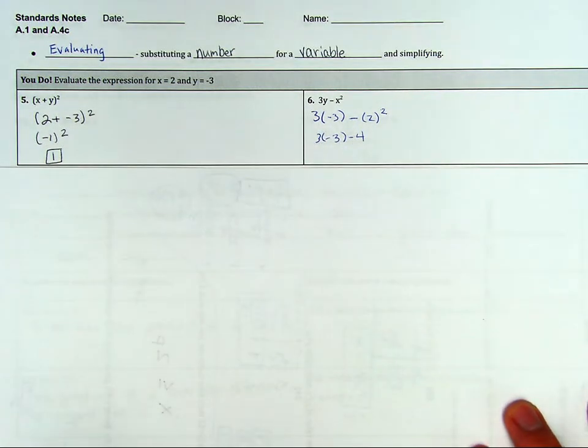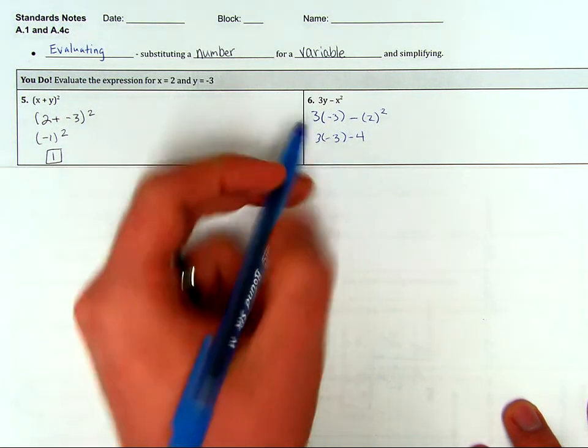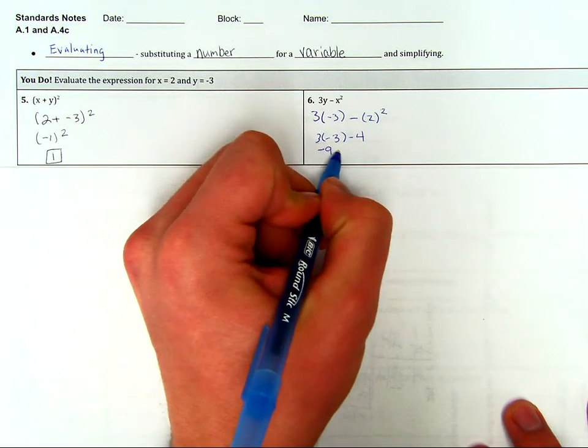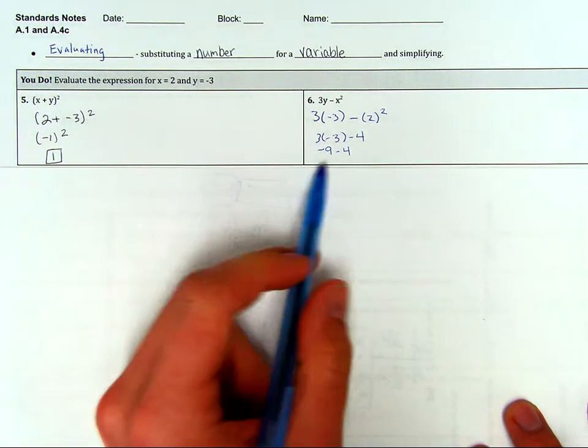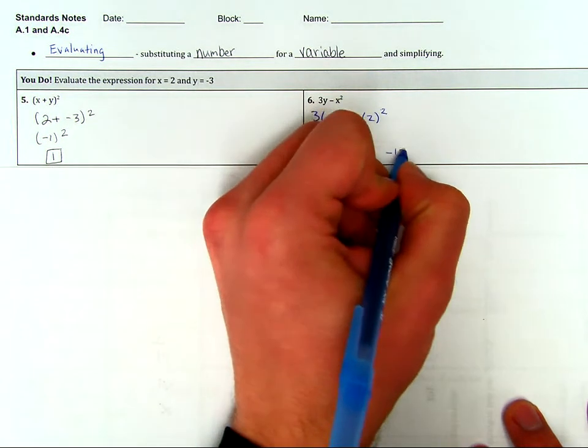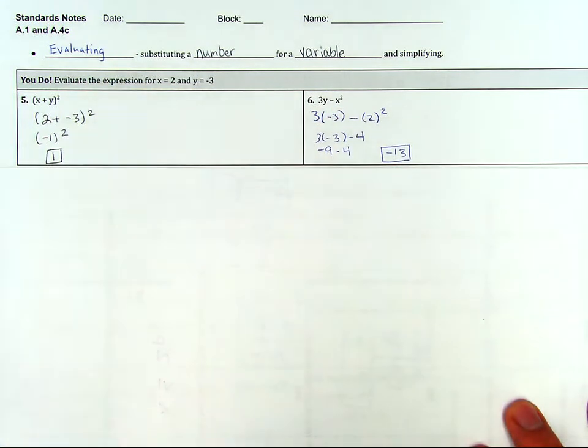Okay, next is multiply and divide. So we have a multiplication here. 3 times negative 3 is negative 9. And then last is add or subtract. And we have a subtraction here. Negative 9 minus 4 is negative 13. So for number 6, you should have gotten negative 13.